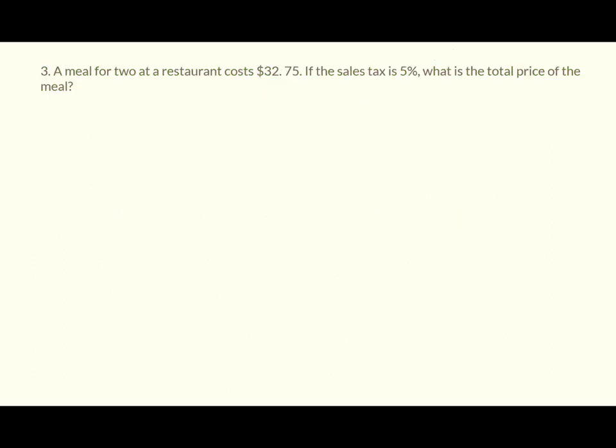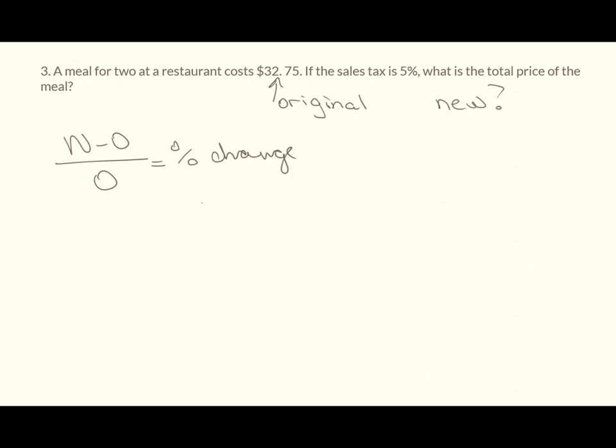Number 3 says a meal for 2 at a restaurant costs $32.75. If the sales tax is 5%, what is the total price of the meal? So this is the original price before the tax. We're looking for the new price after tax. We've got the new minus original over original, and that equals percent change. Now the percent change is how much the tax is. So 5% is an increase in cost.